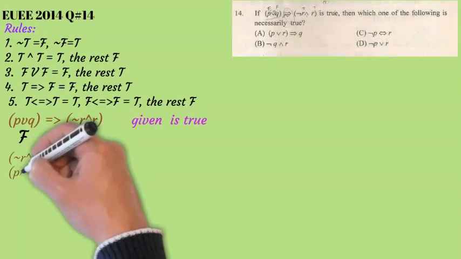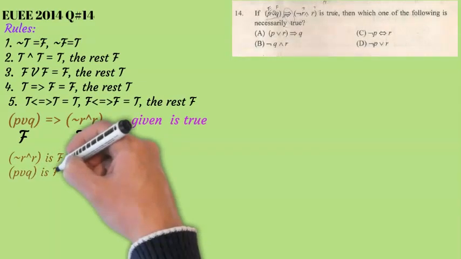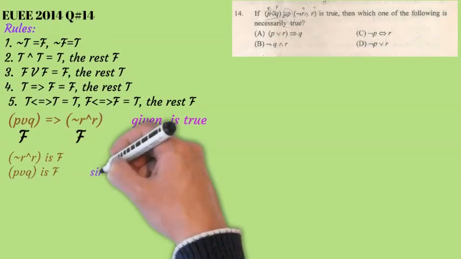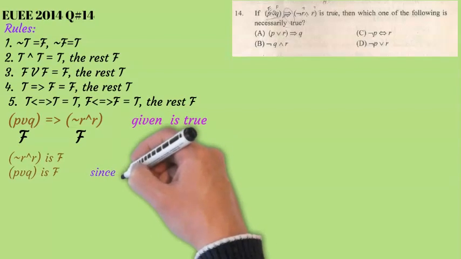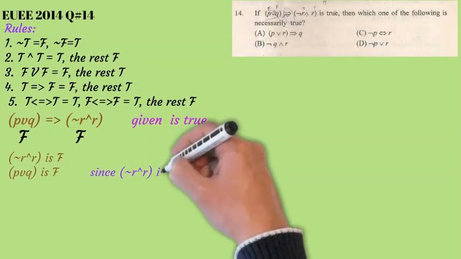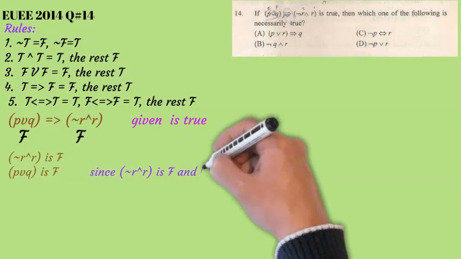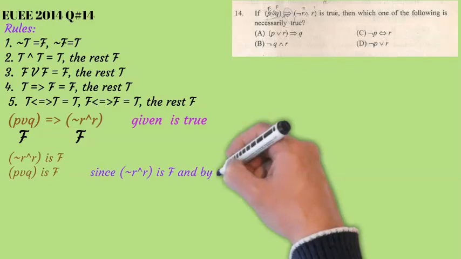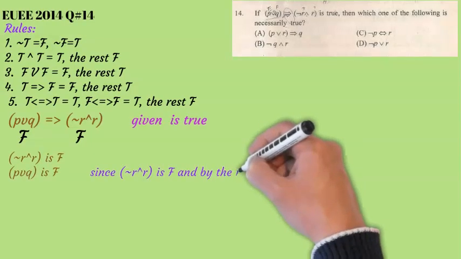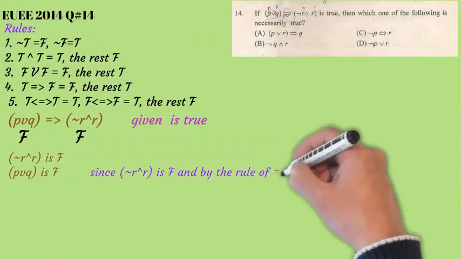So to remember, the negation of R and R is false as a whole statement. So P or Q must be false. False implies false will give us a true. That means this statement is true, as we were told. If this is so, then P or Q is false.